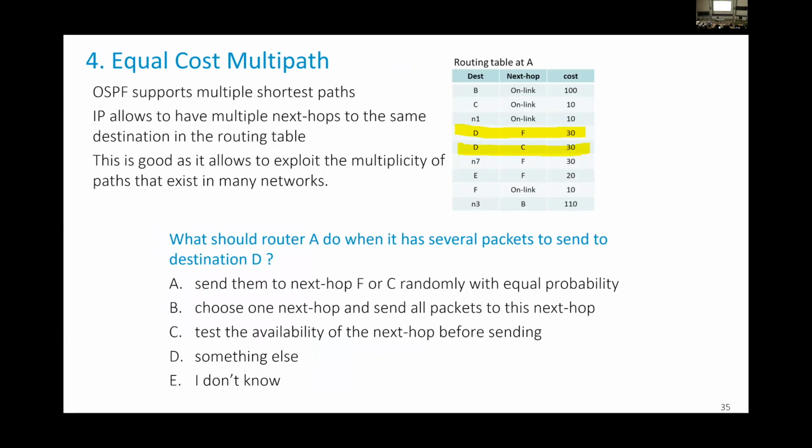We have seen in this example that in order to reach D from A, there are two possible paths here. Now, practically, when router A has packets to send to destination D, what do you do when you have a table that gives you several possibilities here? So what is your preferred choice?